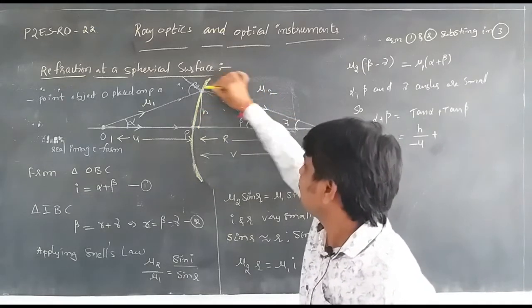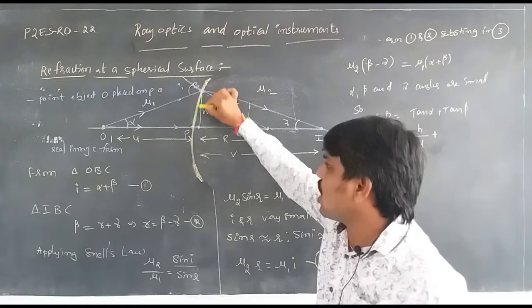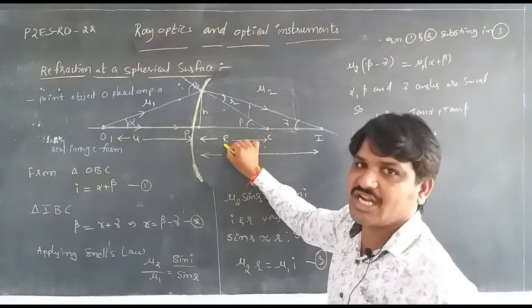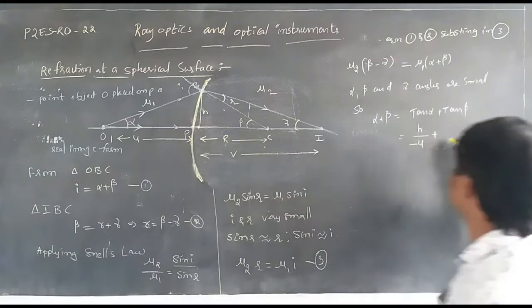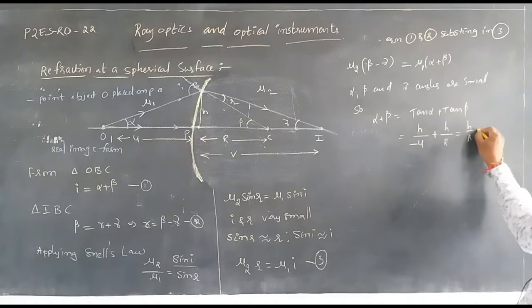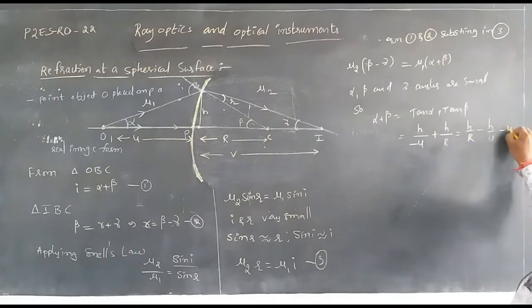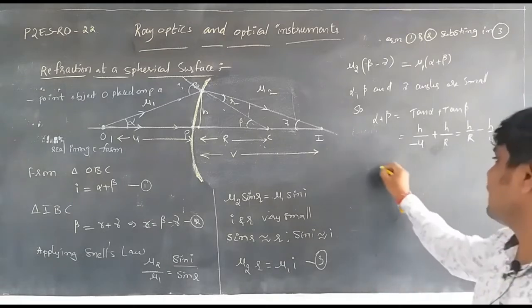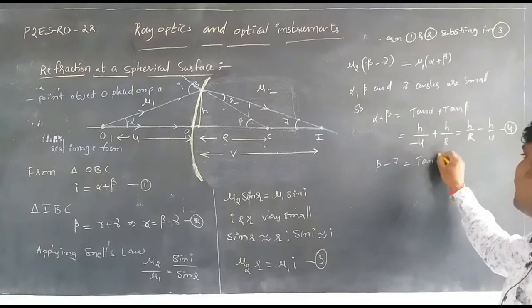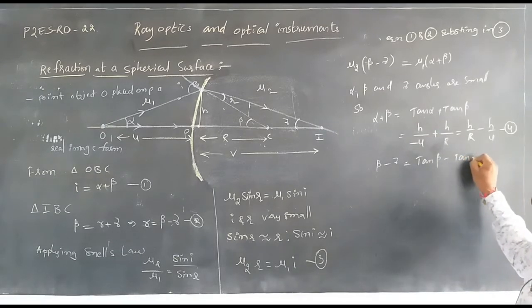So here in triangle PBC, the opposite side is h, the adjacent is the radius R of the refracting surface material. So here it is h by R, that is equal to h by R minus h by u. Cancel, it's equation number 4. Next, another one is beta minus gamma, that is equal to tan beta minus tan gamma.